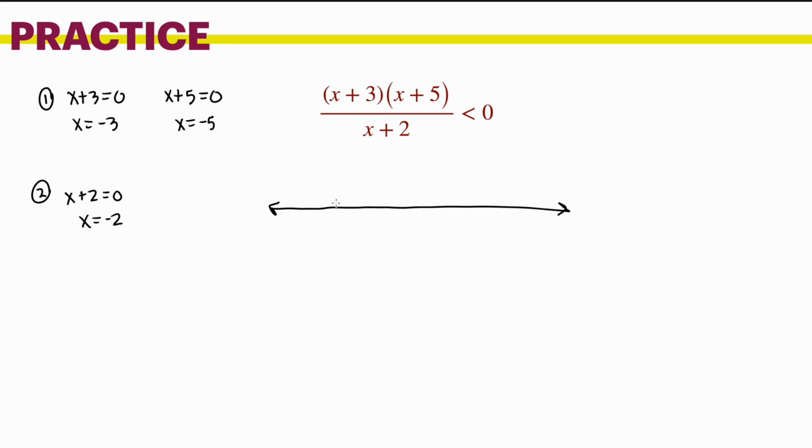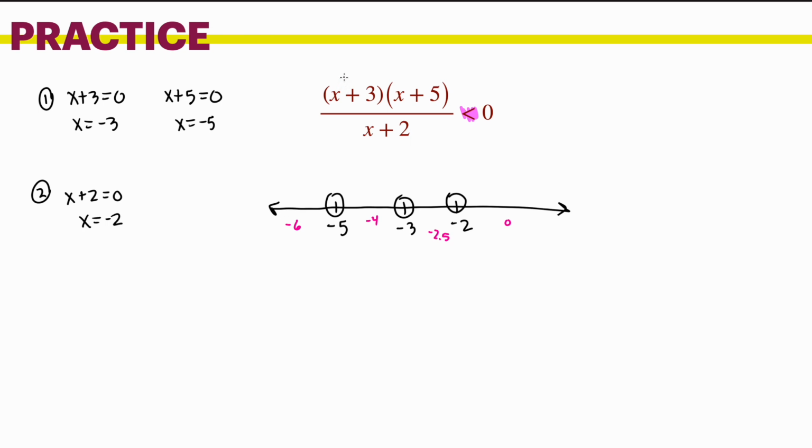And now, number line. We have a negative 5, we have a negative 3, we have a negative 2. Now, because this is just less than, there is no equals, that means everything is going to be an open circle. Open circle, open circle, open circle. Now, let's choose some numbers. Negative 6, negative 4, negative 2.5, and of course, I love 0.